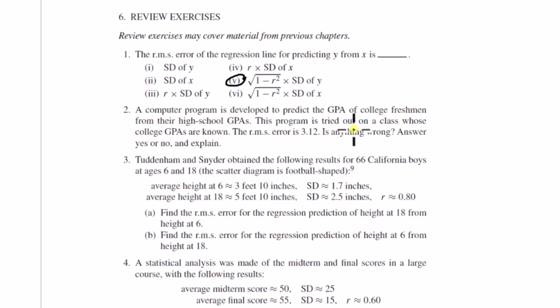A computer program is developed to predict the GPA of college freshmen from their high school GPAs. This program is tried out on a class whose college GPAs are known. The R.M.S. error is 3.12. Is anything wrong? Answer yes or no and explain.